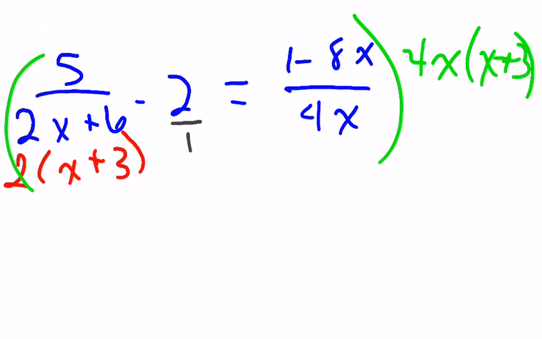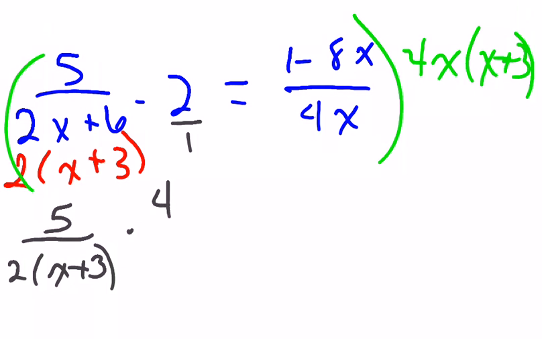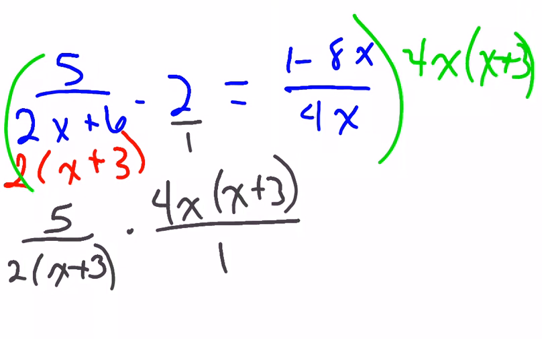So next, we need to multiply. So we have 5 over this 2 times x plus 3 times this 4x times x plus 3 over 1. So we see what divides out. Again, you can always reduce as you go along or reduce in the end, it doesn't matter. But notice the x plus 3's are going to cross cancel, and 2 does go into 4 twice.